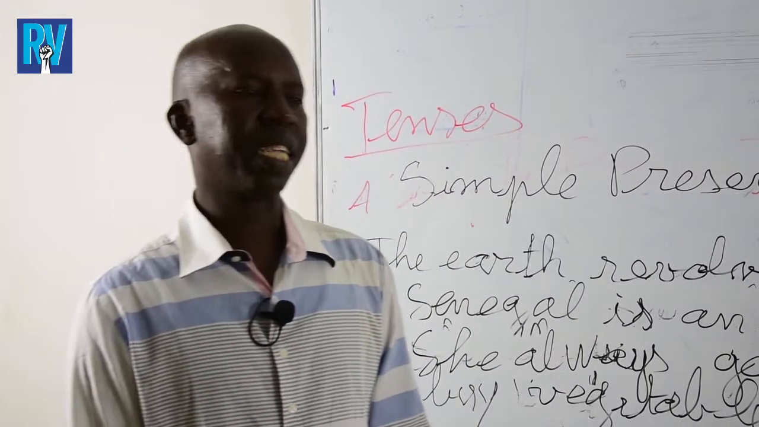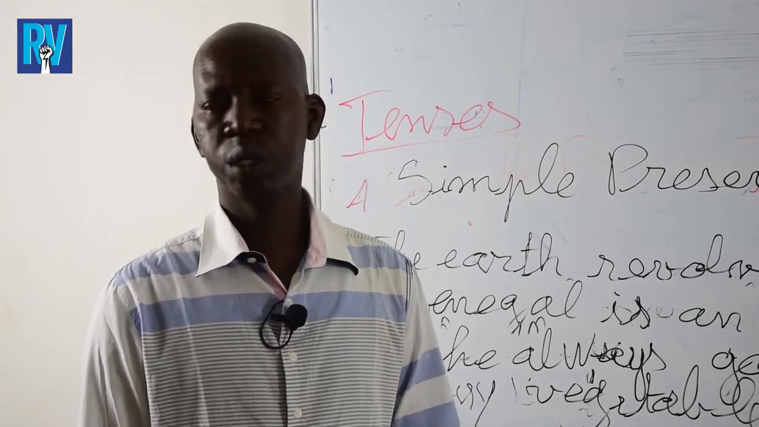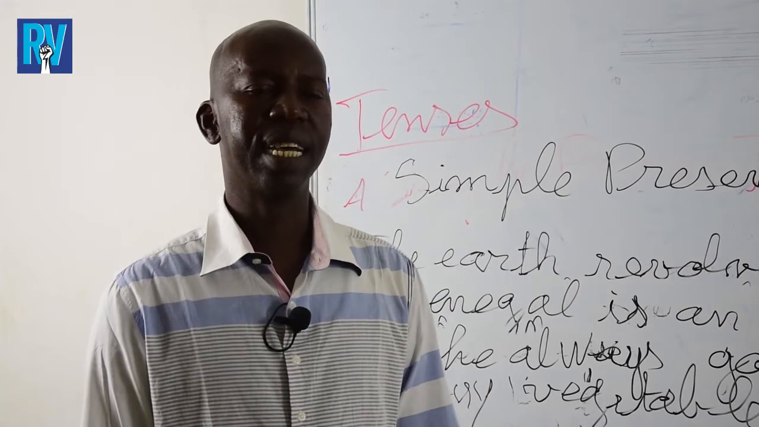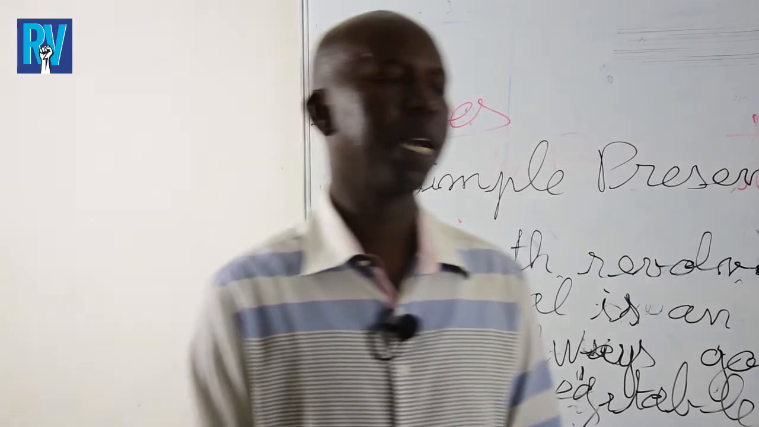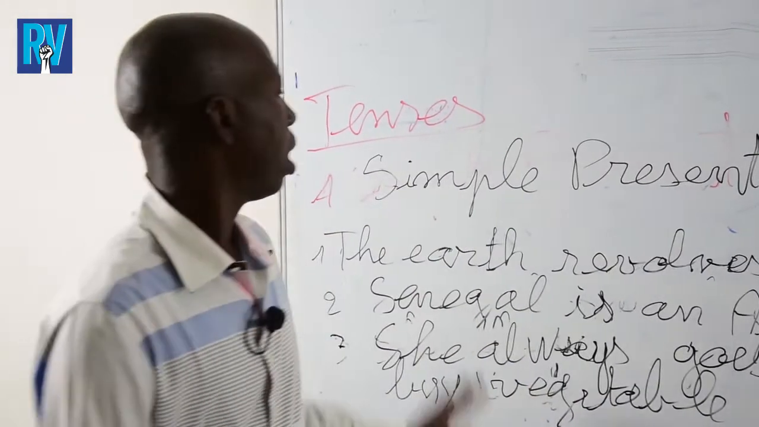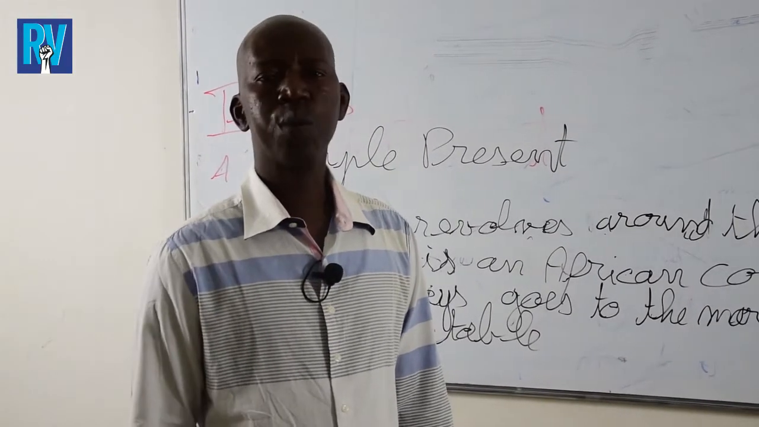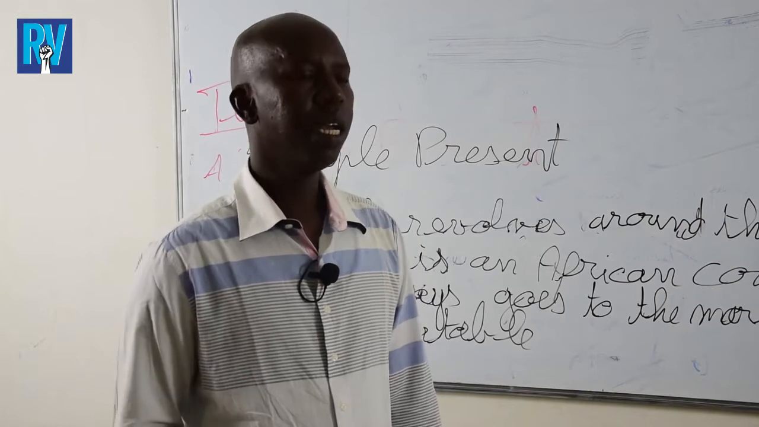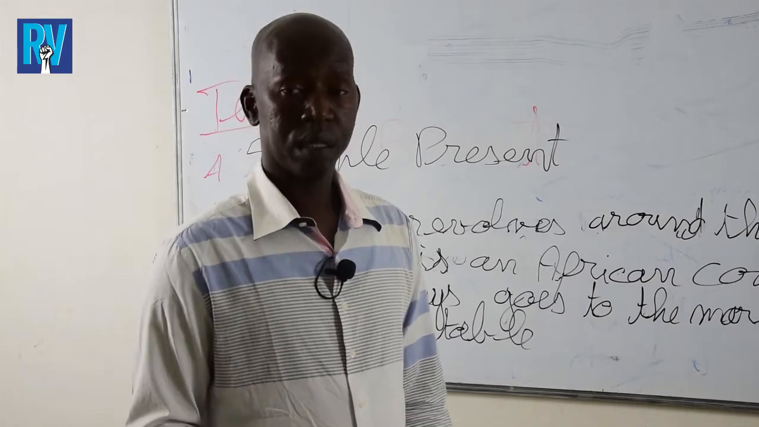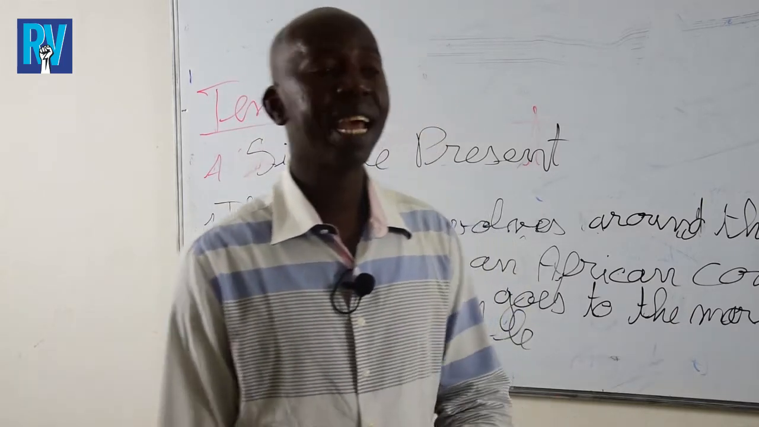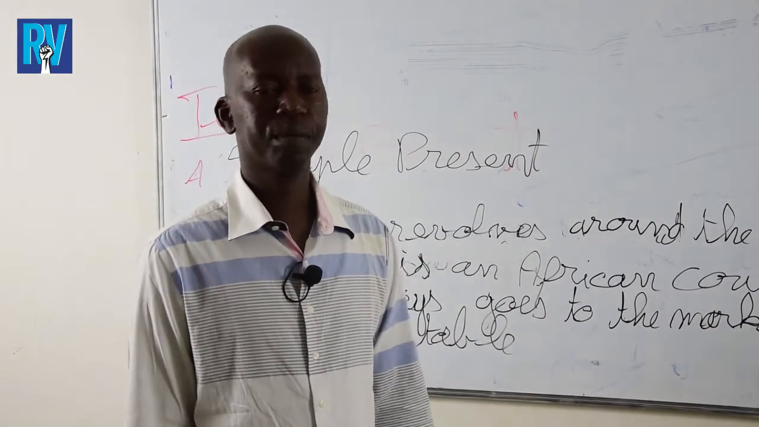For each tense, we are going to give our dear students clues in order to help them use these tenses correctly in English. First of all, we are going to see the simple present. The simple present is a tense which is used in English when we are talking about habits, general truth, and scientific truth. So these are three different contexts in which we use the simple present.